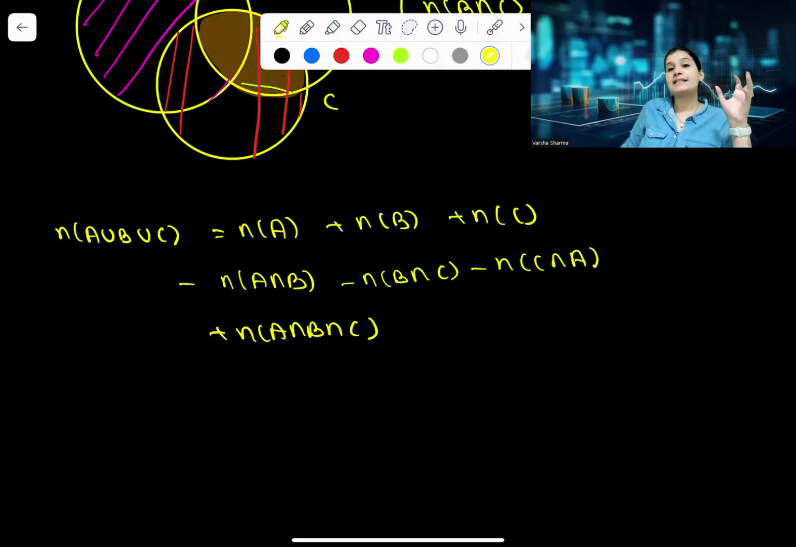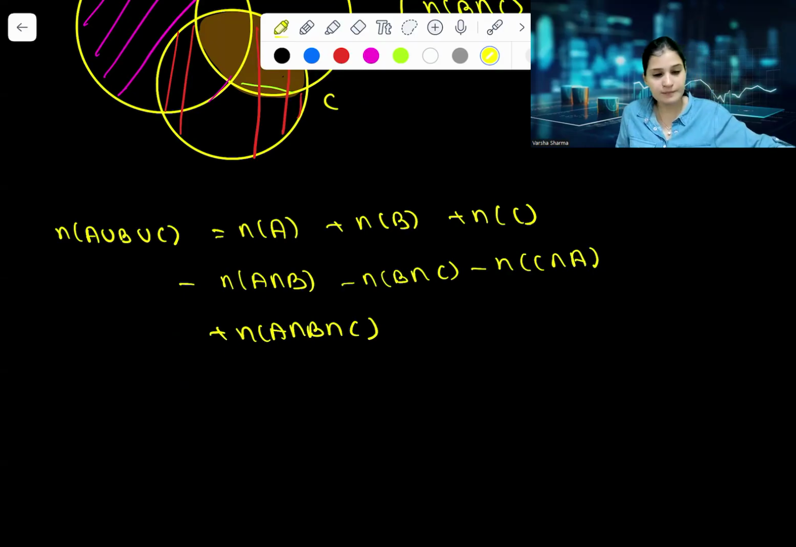So the formula says the number of people in at least one of the three sets, that is union, is: single add, double minus, triple add, alternate. A plus B plus C minus A intersection B, B intersection C, C intersection A, and the triple intersection added. This is the formula and we will only use it if we want to find union. For everything else, we will use a Venn diagram. Clear? Yes, ma'am.